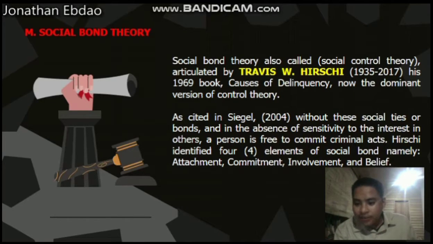Hirschi aims the onset of criminality at the weakening of the ties that bind people to society. He assumes that all individuals are potential law violators, but they are kept under control because they fear that illegal behavior will damage their relationship with their friends, parents, neighbors, and employers. As cited in Siegel 2004, without these social ties or bonds, and in the absence of sensitivity to the interests of others, a person is free to commit criminal acts. Hirschi identified four elements of social bond, namely attachment, commitment, involvement, and belief.